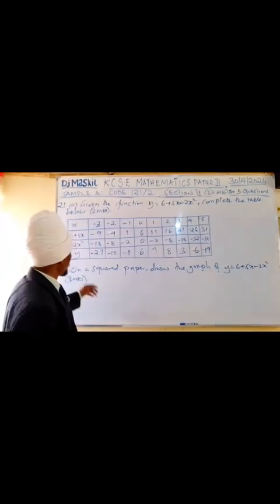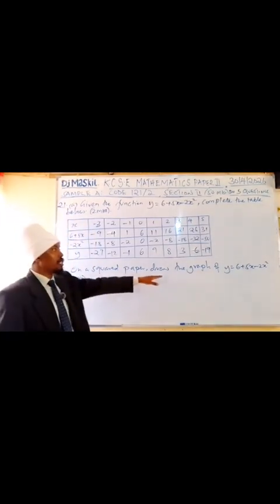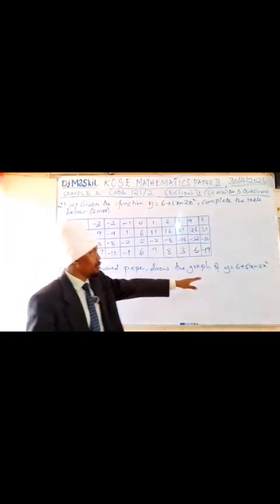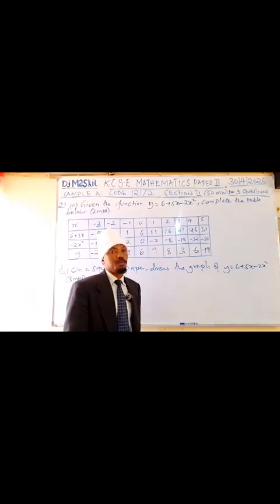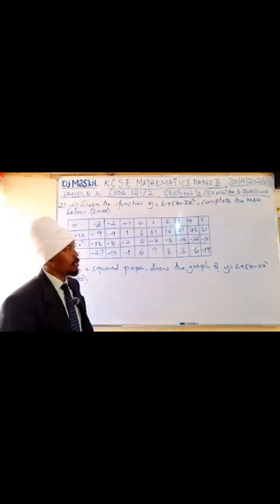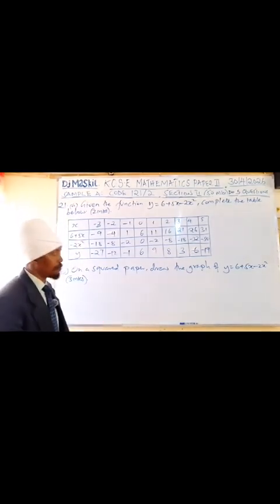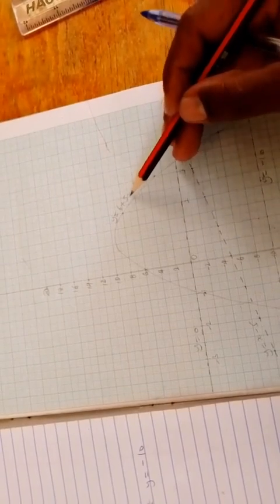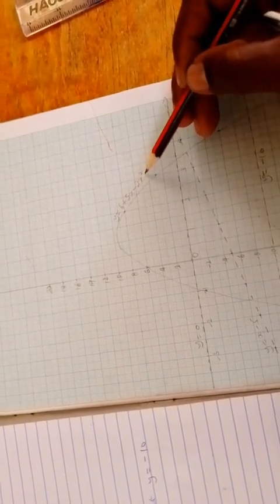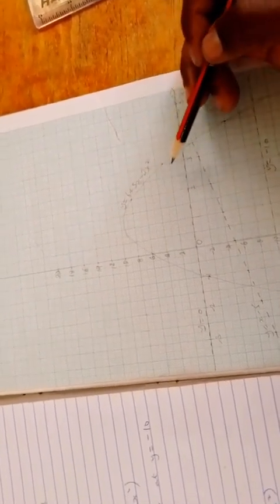Part B of the question. On a squared paper, draw the graph of y is equal to 6 plus 5x minus 2x squared. Solution. My graph of y is equal to 6 plus 5x minus 2x squared on my Cartesian plane.